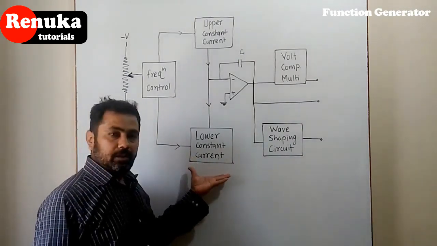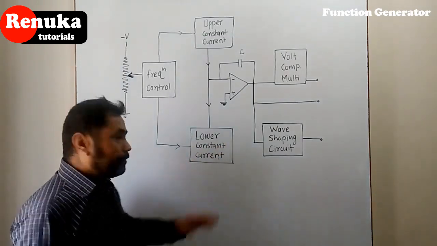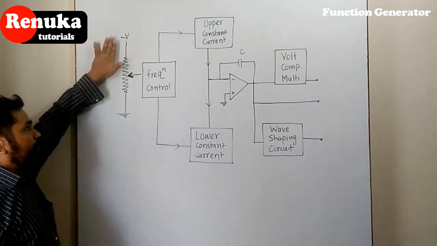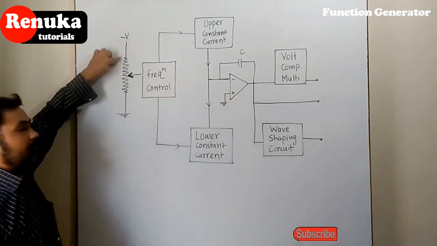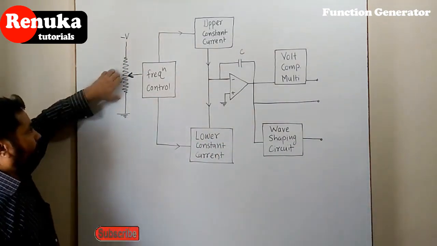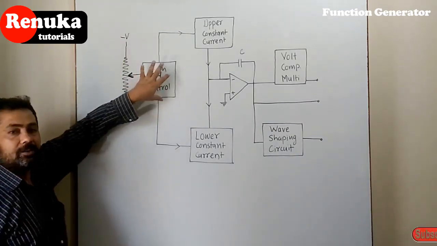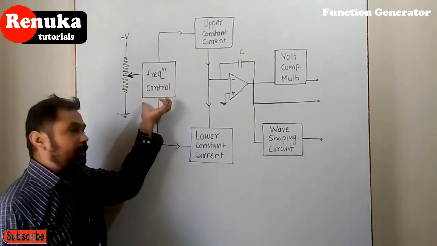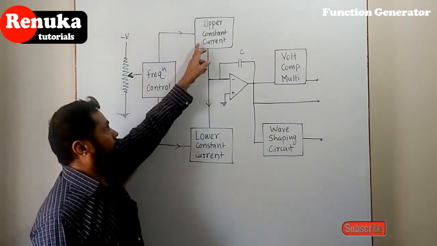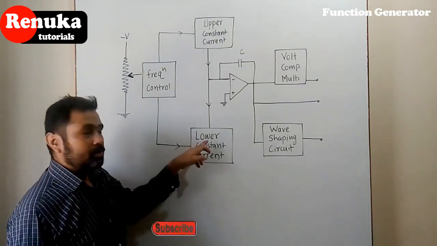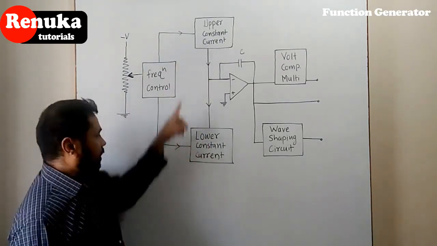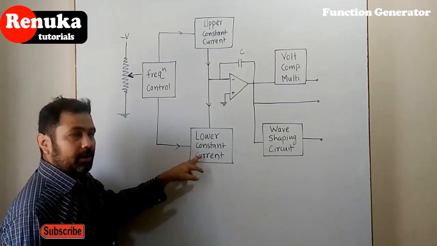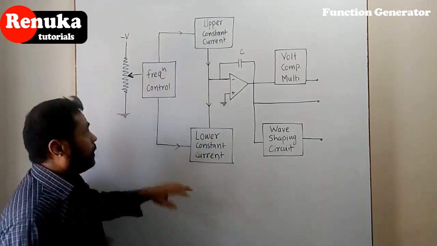So let us see the principle of this function generator. The function generator has a frequency dial network. This frequency dial network consists of a potentiometer that will vary to control the frequency control circuit. The frequency control circuit uses some switching arrangement so that it regulates two types of constant current source, one at the upper side and one at the lower side. So this frequency control regulates the constant current sources.